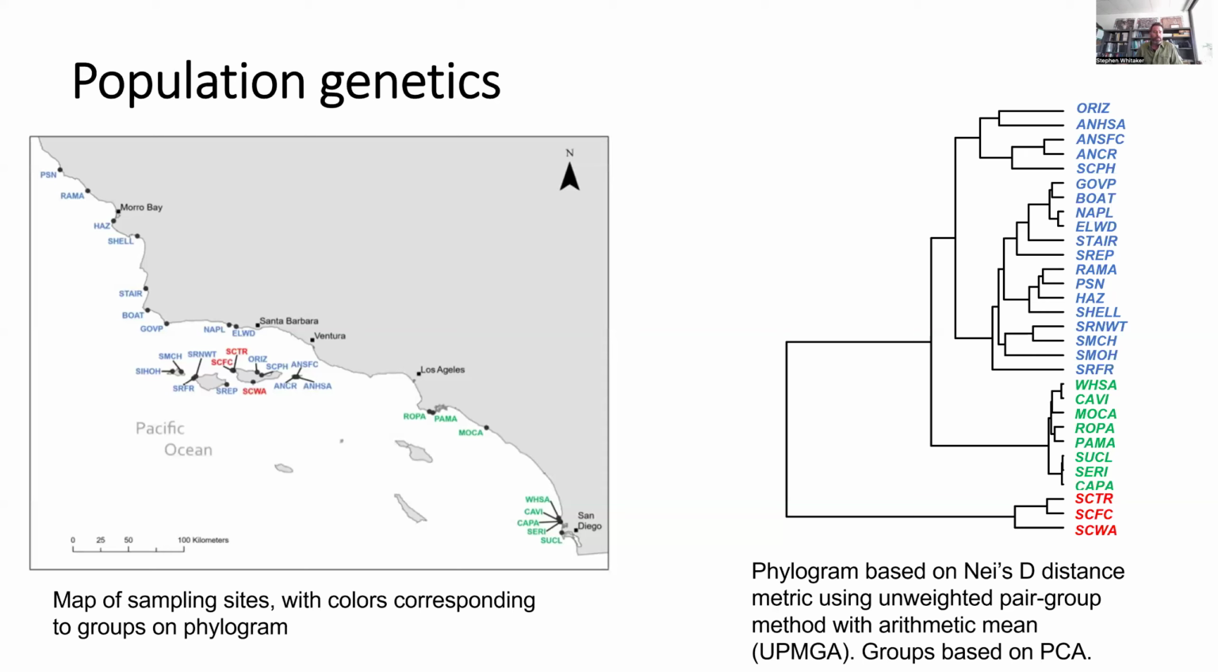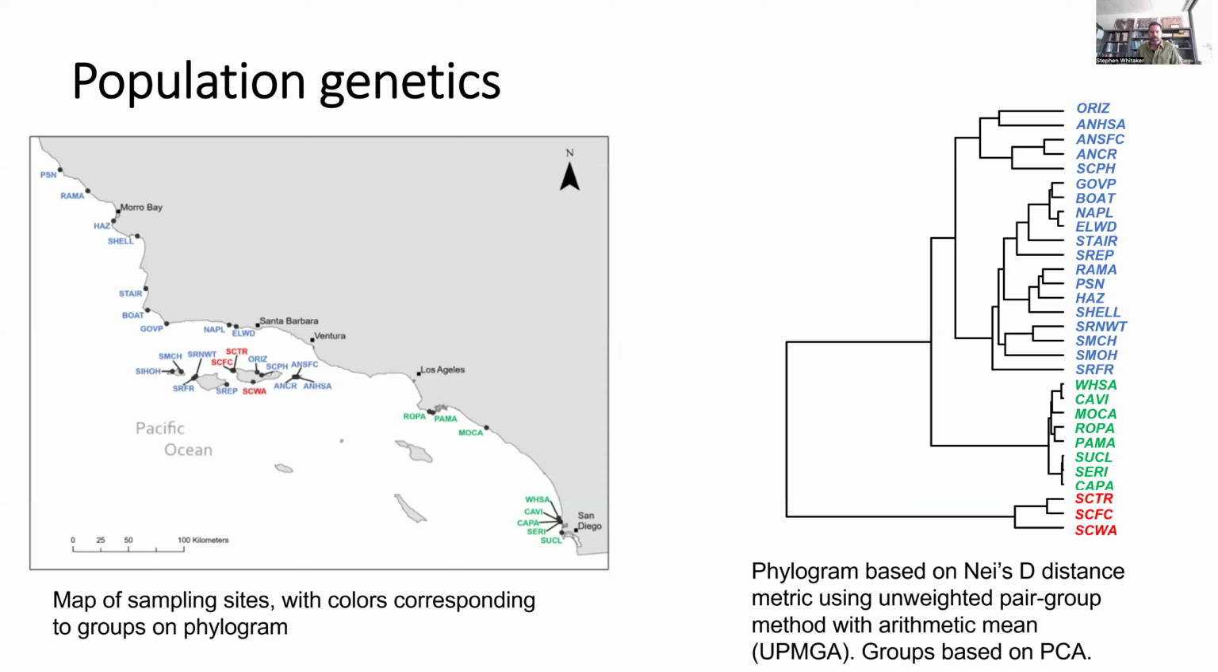Using single nucleotide polymorphisms, or SNPs, we defined three main groups that are shown here in different colors. In this case, the blue group is the biggest group and includes sites that are north of Santa Barbara and many of the island sites. The green group includes the Southern California mainland sites. Rockweed is not very common north of LA along the mainland. So we have locations within LA and San Diego shown here, and those all grouped together.